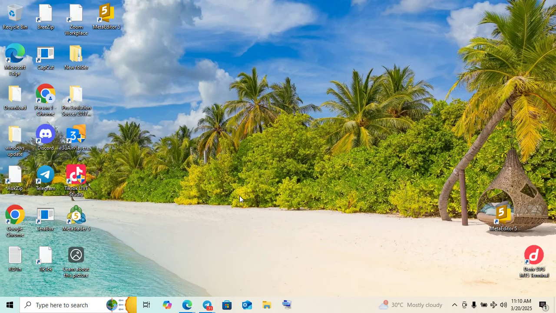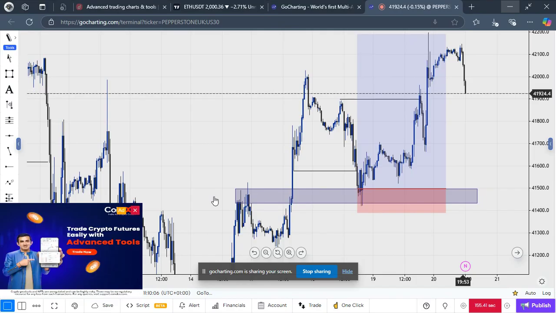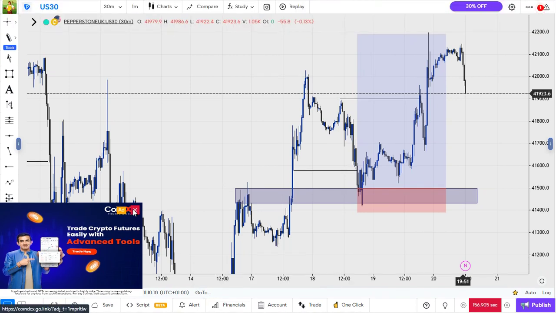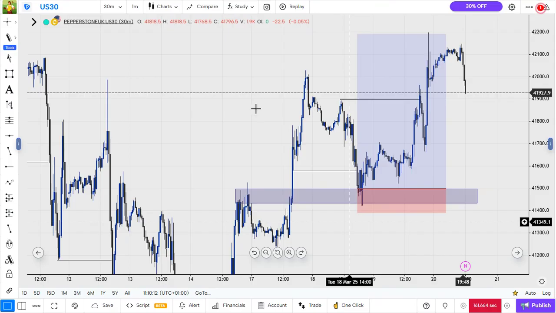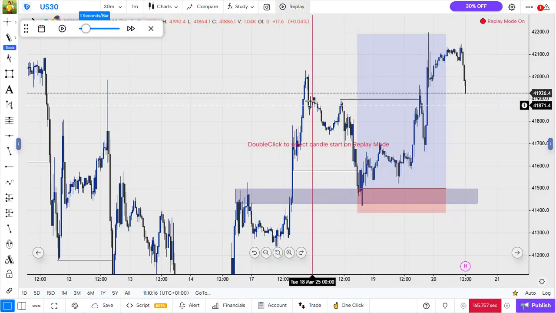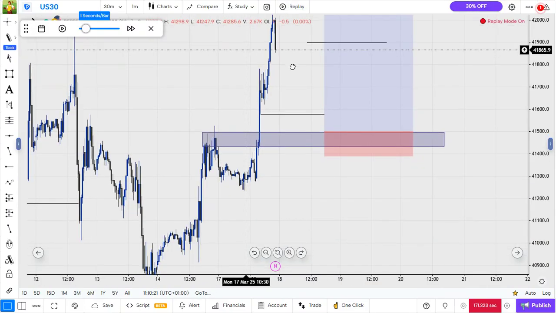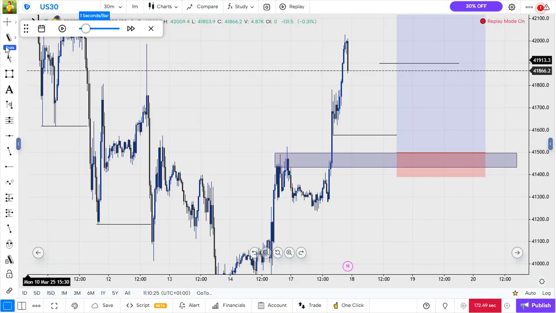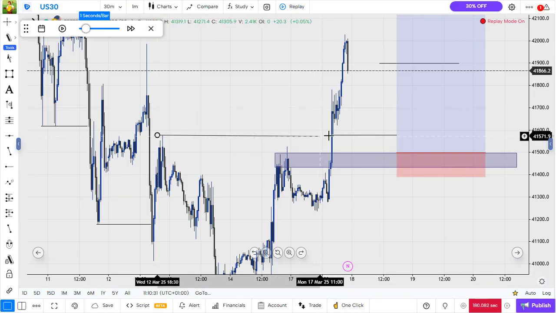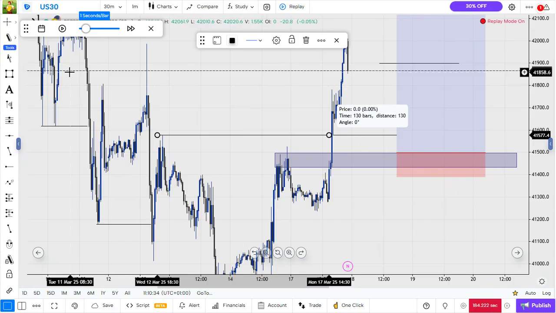And let me show you guys on the chart now. So here is the chart. Let me just play it back for you guys. So right here, this was the chart. Like I said, this is the market structure shift. This was the market structure shift that we saw there.